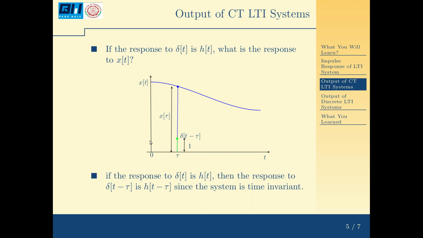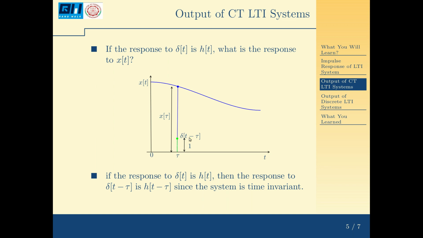Now suppose this delta(t) is delayed by tau units and appears here as delta(t minus tau). What will be the response? Because this is a time invariant system, if I give a delayed input, the response will be equally delayed. So the output of delta(t minus tau) will be h(t minus tau). Output of delta(t) is h(t); output of delta(t minus tau) is h(t minus tau), because the system is time invariant.